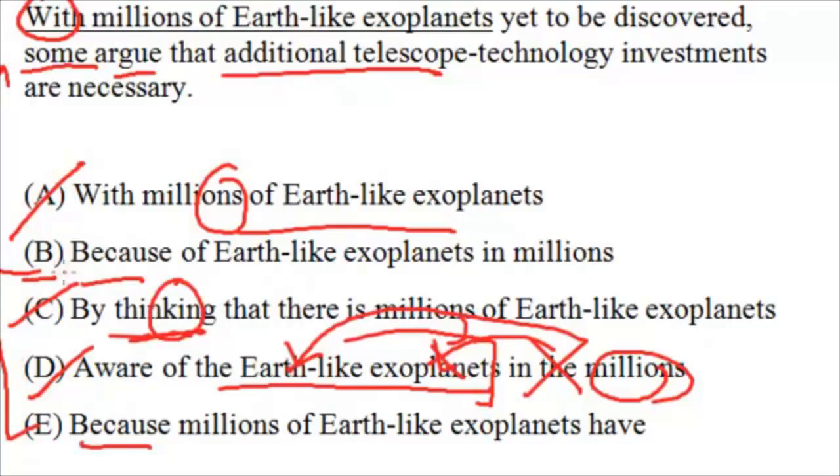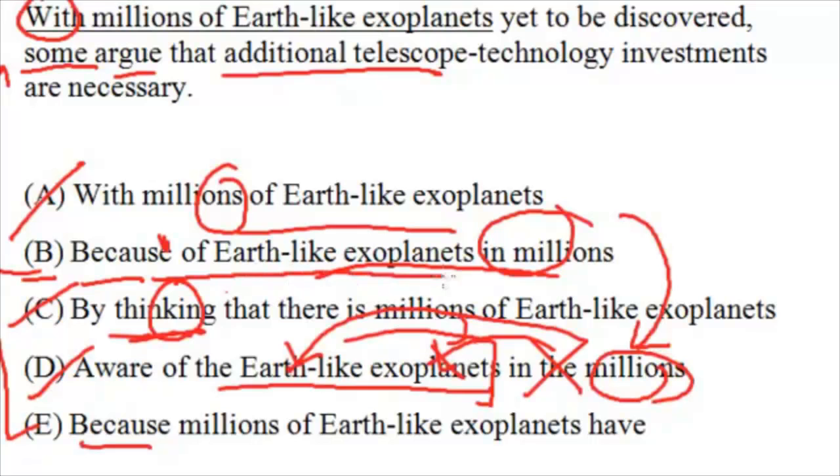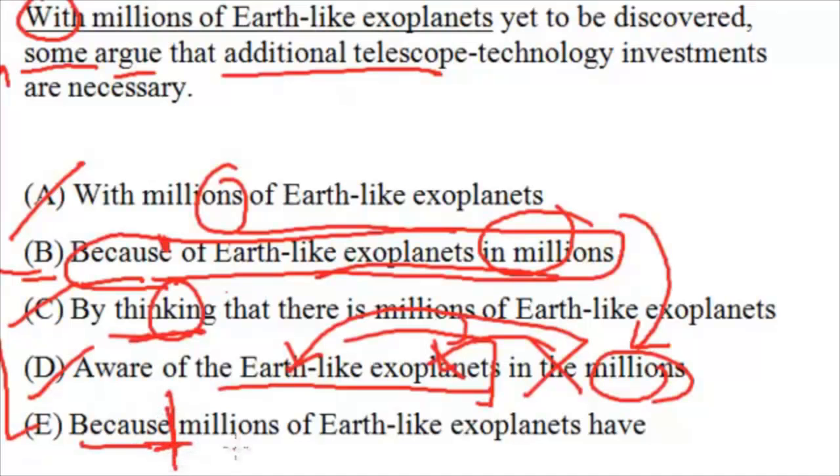So, which is better? Is it B or E? B says, because of Earth-like exoplanets in the millions. Right? Again, this is the same error as in D. They're putting the millions in the back. Right? Even though they're giving a reason. And again, this is just a phrase. It's not a clause like over here, a dependent clause. And how can you check? It says millions of Earth-like exoplanets have yet to be discovered. That can stand alone as a sentence, but this millions is far away, it could be closer, and is simply a phrase that really doesn't do anything. Okay, so the answer is E.